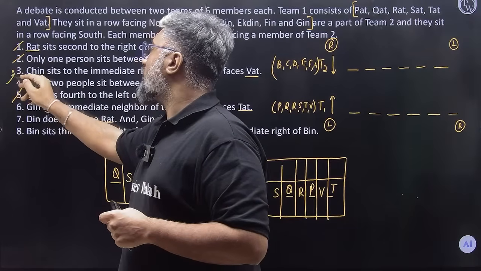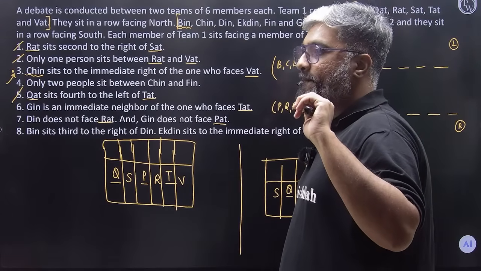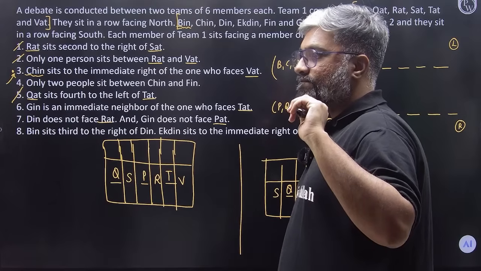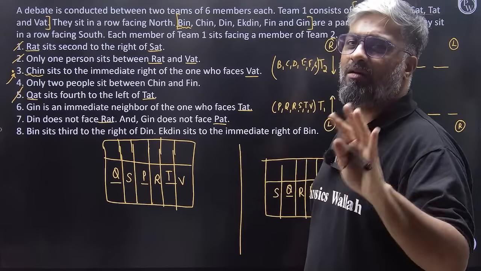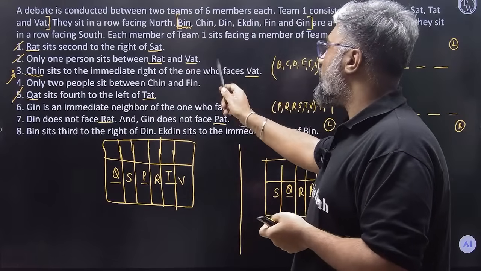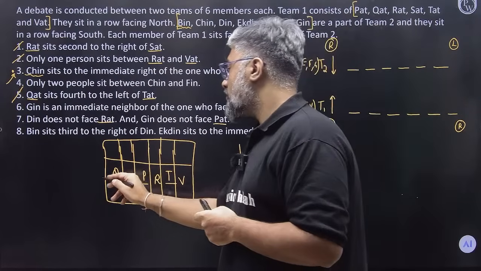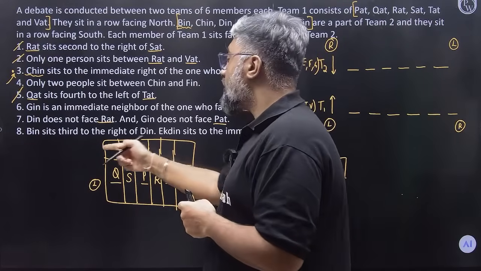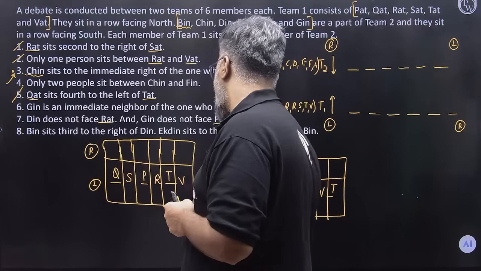Let's go for the third condition. Maybe, let's see, let's try, no? We'll keep both the cases open. We'll eliminate the moment we get something to eliminate it. Chin sits to the immediate right of the one who faces VAT. Who's facing VAT here? Mind you, this is left for these guys. This is right for these guys. Here team 2 folks are sitting. So this will be right for them. This will be left for them, right?